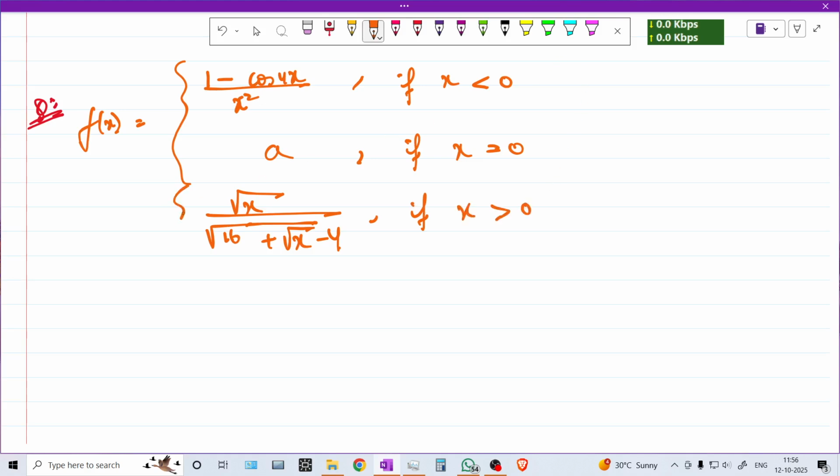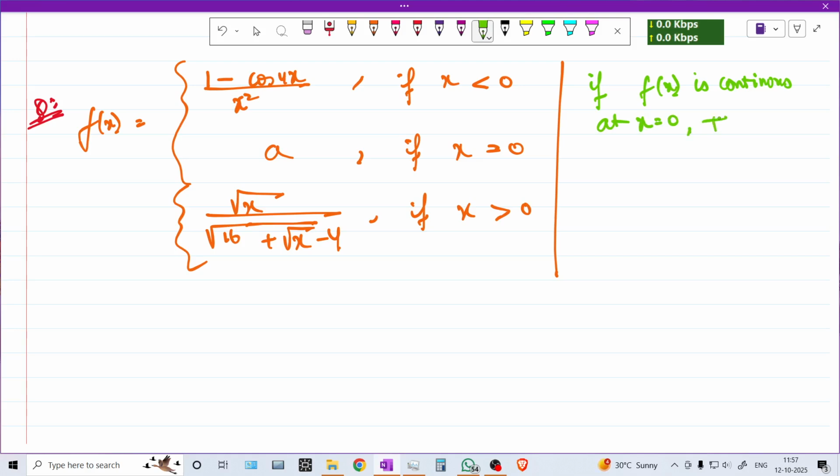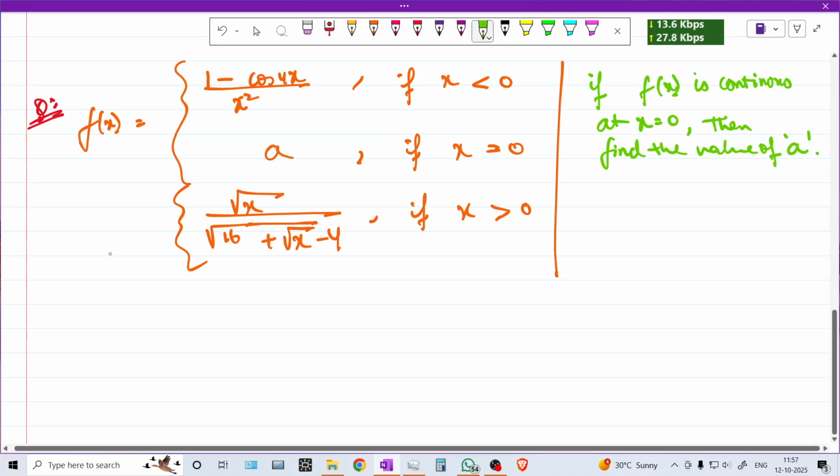This kind of function is called a step function. You can see 3 different functions are combined to make a single function. The question says that f(x) is continuous at x equal to 0, and we need to find the value of a. This value of a we need to find. So let us see how to do this one.